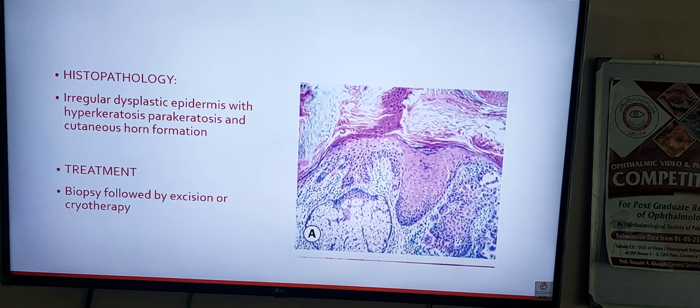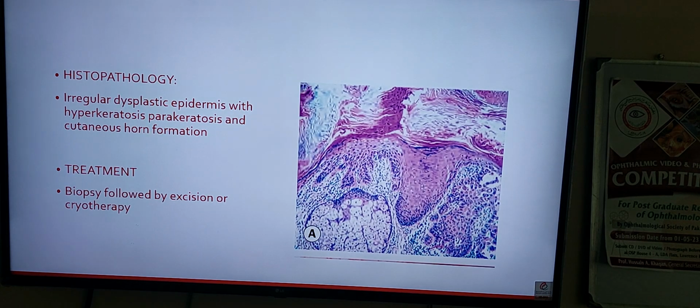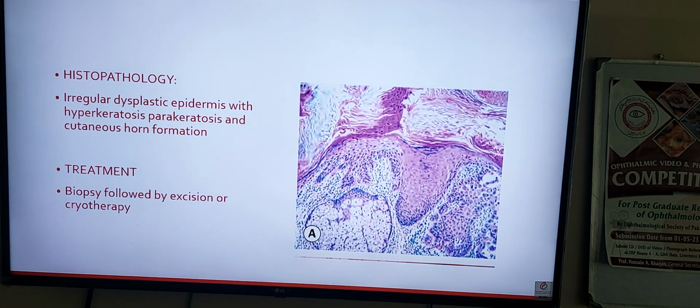On histopathology, there is irregular dysplastic epidermis with hyperkeratosis, parakeratosis, and cutaneous horn formation. As it has malignant potential, whenever there is suspicion, we will biopsy it, followed by excision or cryotherapy.